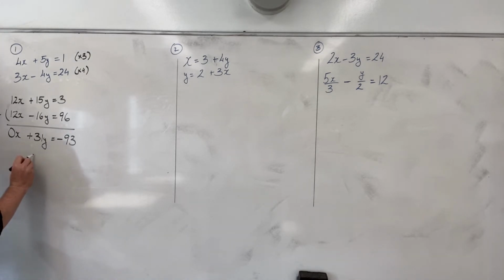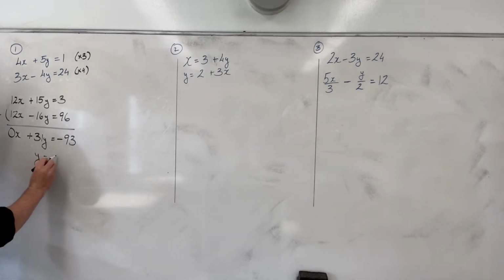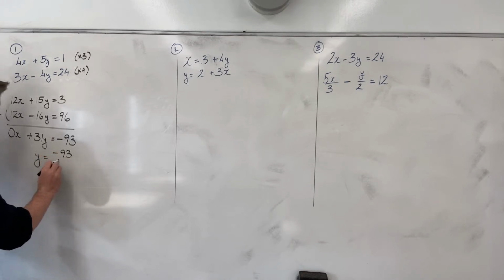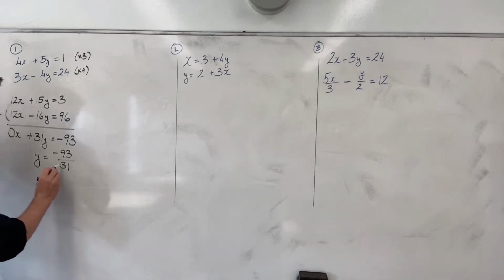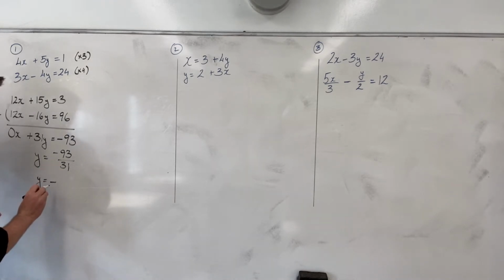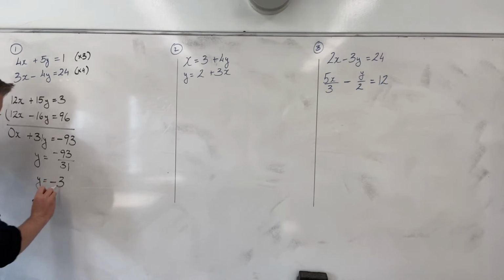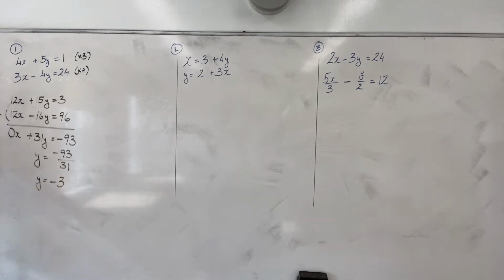Dividing both sides by 31, I get y is equal to minus 93 divided by 31. And therefore y is equal to minus, 31 into 93 goes 3 times. So I get that y is equal to minus 3. To solve for my x, I'm going to take this value for y and substitute it back into either one of my original 2 equations. That would be the easiest thing to do. So I'll do that right now.